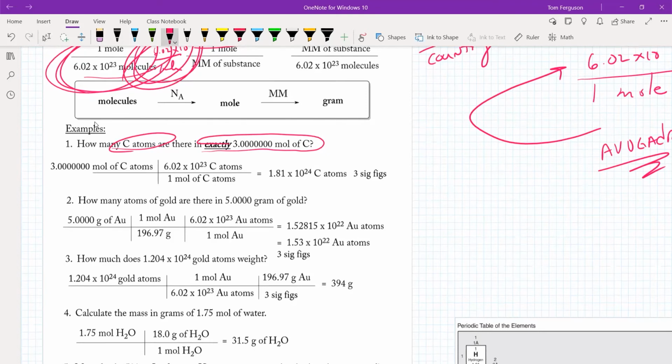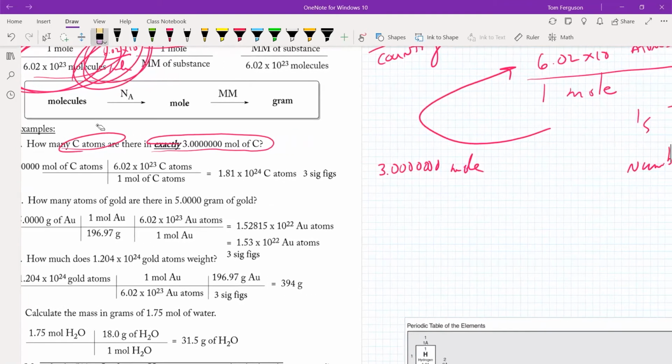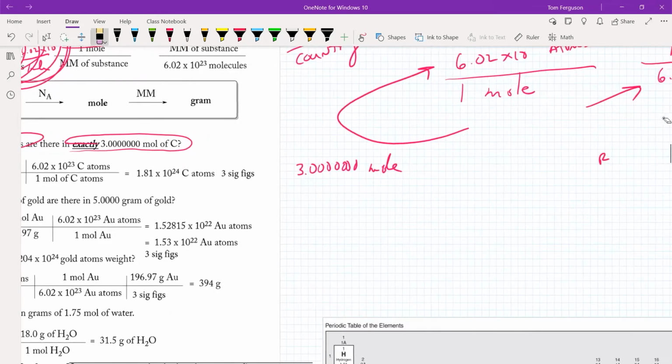The mole number is given to us. Exactly. So we have zeros. Is that like 7 or something like that? 7 there. And what are we calculating? The number of carbon atoms.